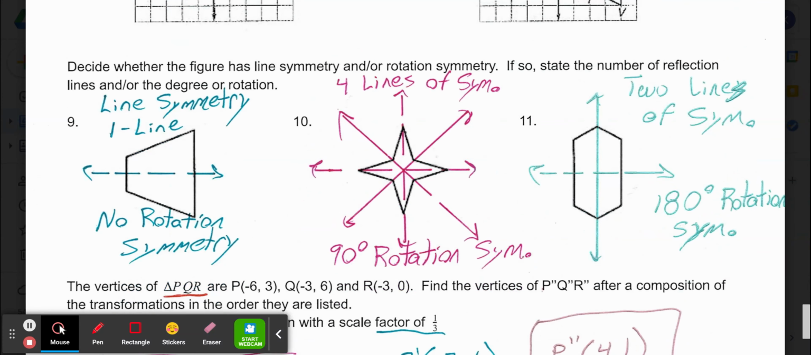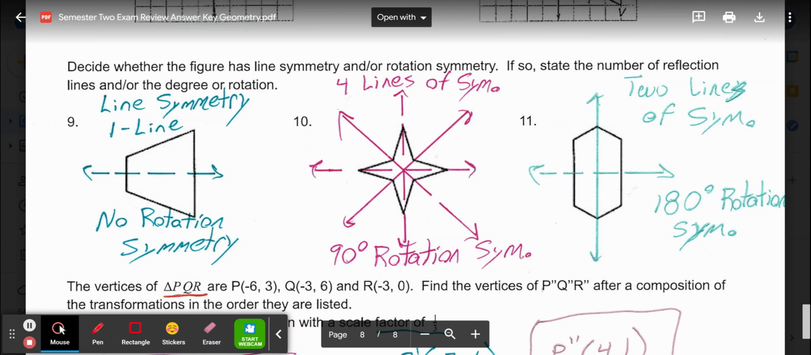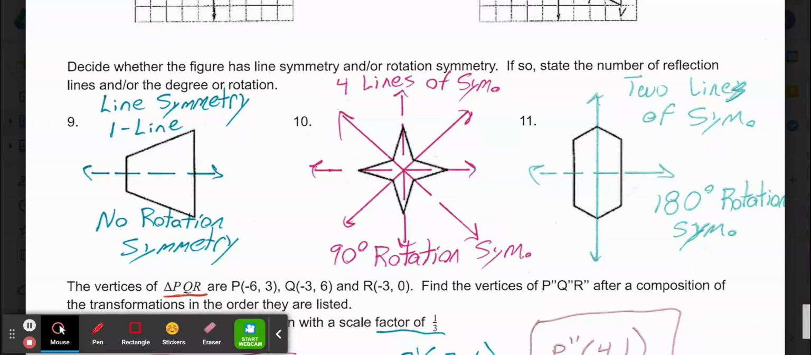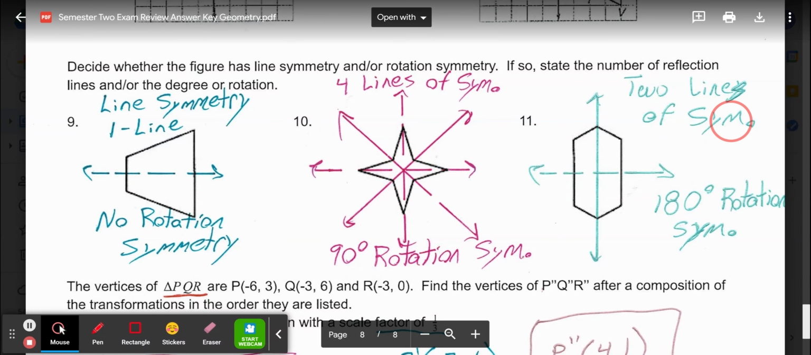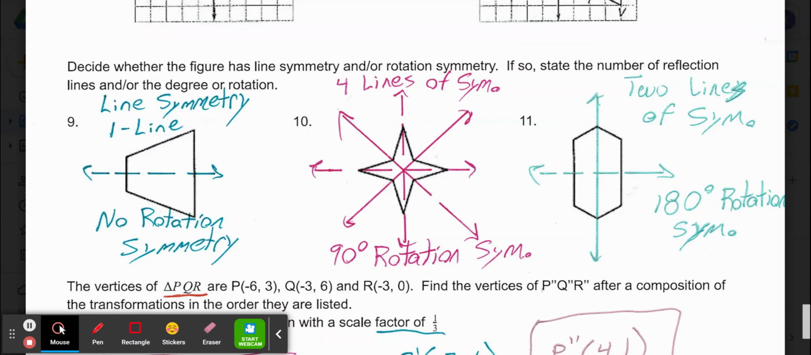Then we get into symmetry, deciding if they have lines of symmetry and rotational symmetry. So in 9, we have one line of symmetry, no rotational symmetry, because the only way that figure looks the same is rotating at 360 degrees. In 10, we have 4 lines of symmetry and 90-degree rotational symmetry, because each 90 degrees we turn this figure, it looks the same. And then in 11, we have 2 lines of symmetry and 180-degree rotational symmetry, because if we rotate this 180 degrees, it would look identical.